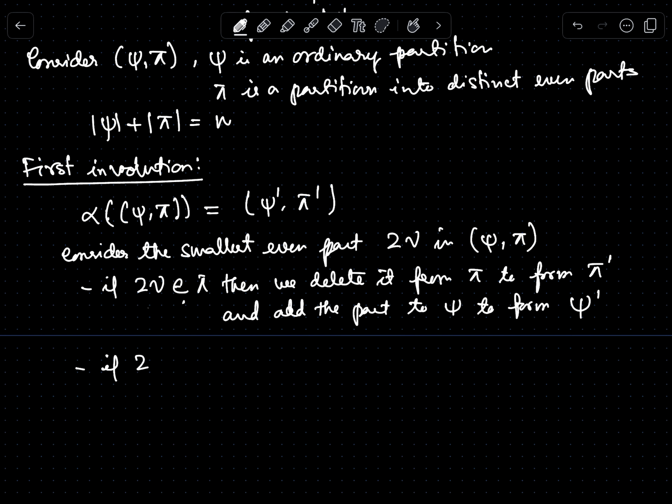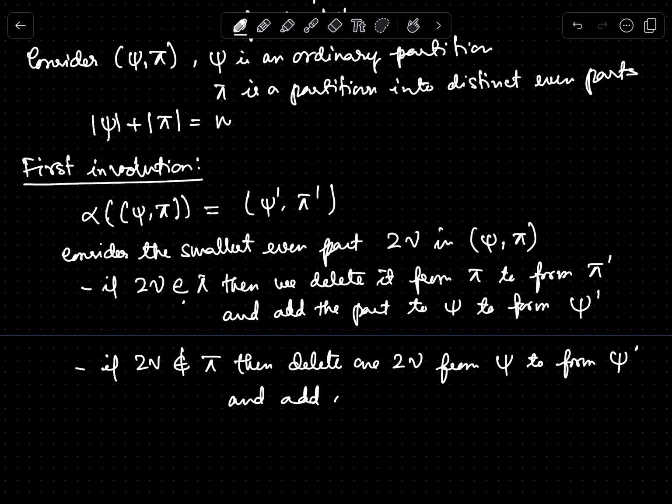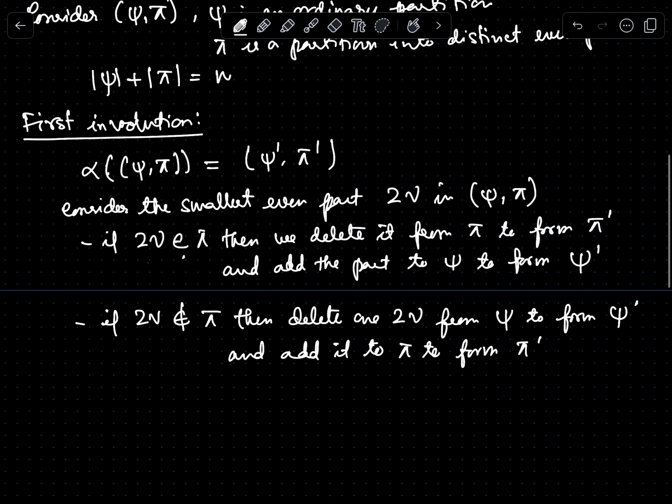Okay. And the next case is if 2 nu is not in pi, then we delete 2 nu from psi to form psi prime, and like before we add it to pi to form pi prime. Okay, so example, I think it's probably not even necessary, but let's see an example. Okay, so suppose our psi is something like 3 plus 3 plus 3.